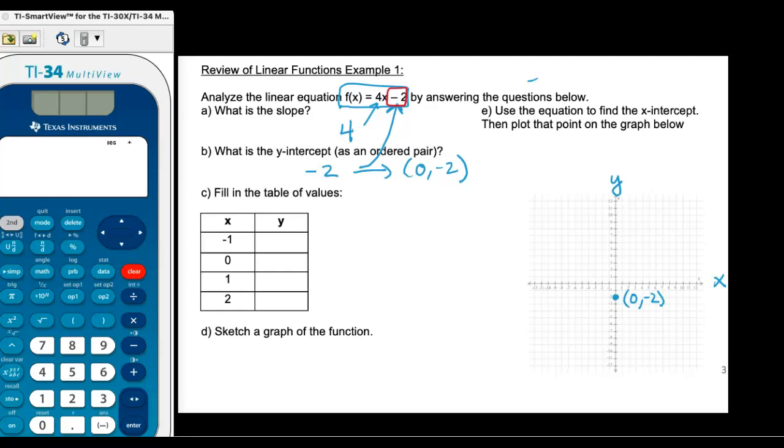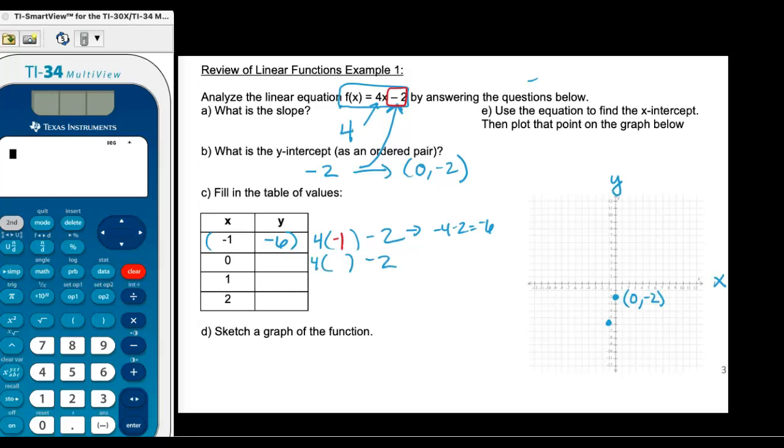So for the first one, -1, I'm going to write down the function. If I want to find f of -1, we're going to do 4 times -1 minus 2. So that gives us -4 minus 2, which is -6. So that, as an ordered pair, is -1, -6. If I plot that, it would be about right there. Okay, I'm going to do the same thing for the next one.